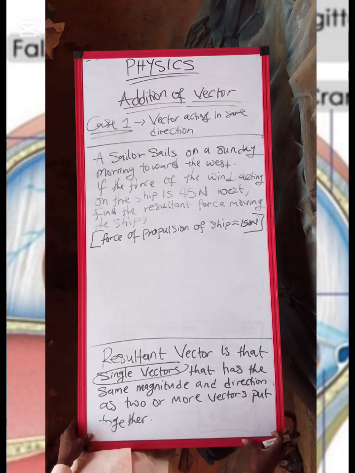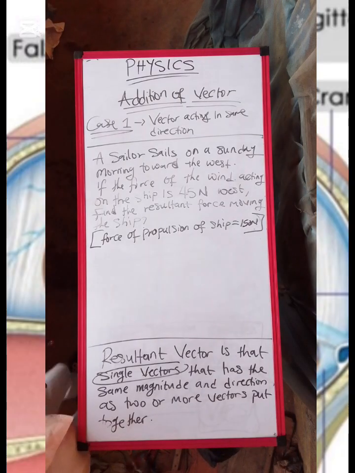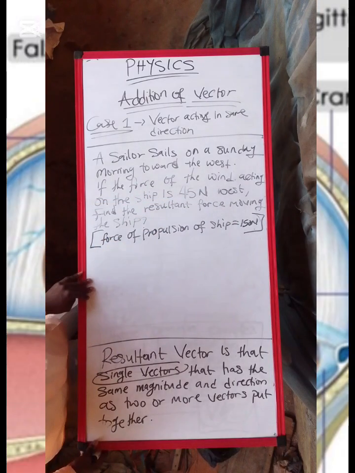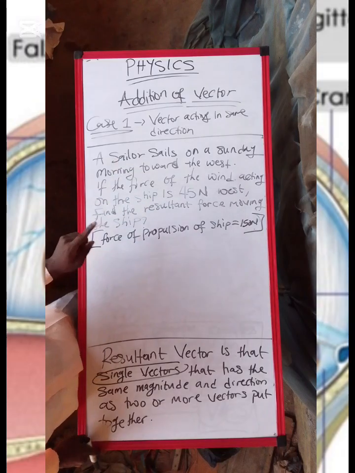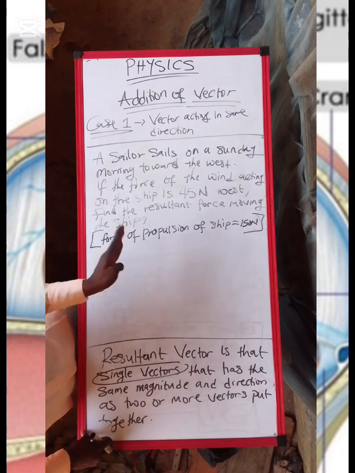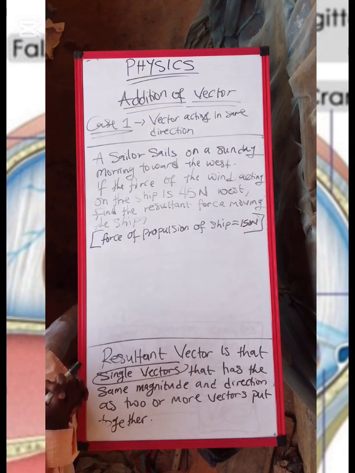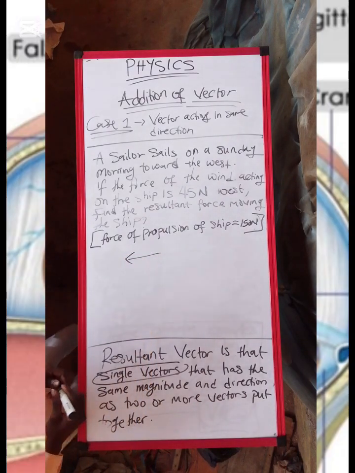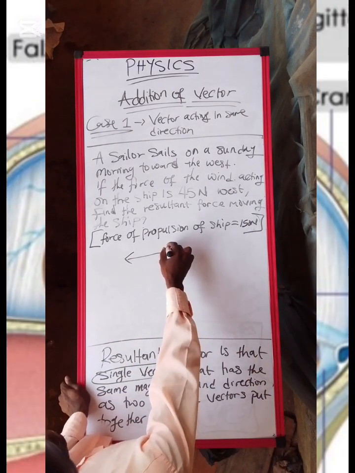Now behold this simple question. Let's tackle this question. The question says that a sailor sails on a Sunday morning towards the west. If the force of the wind acting on the ship is 45 Newton west, find the resultant force moving the ship. In brackets, force of propulsion of ship is 150 Newton. What does this mean? It means that the ship is going towards the west, of course the west is this direction. You saw the cardinal points just now. The ship is going towards the west with a force of, according to the bracket, 150 Newton.